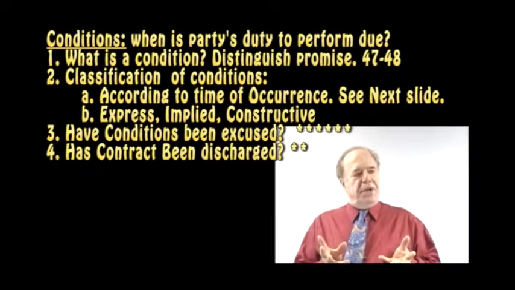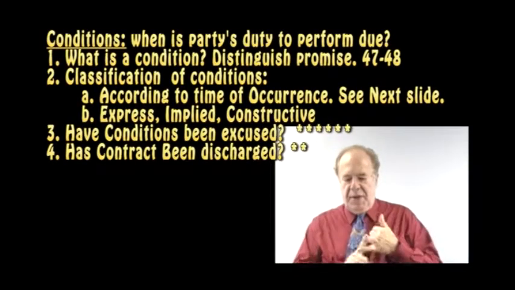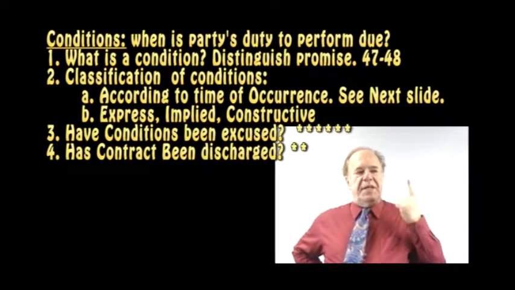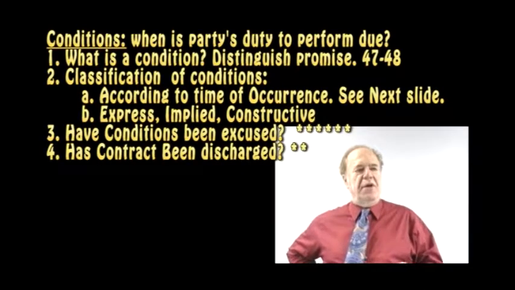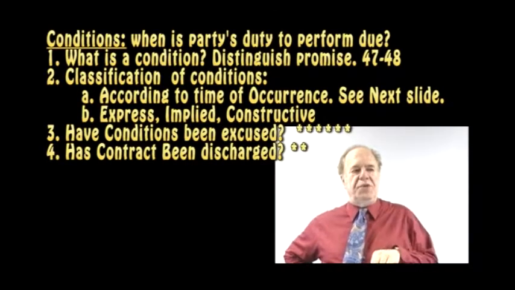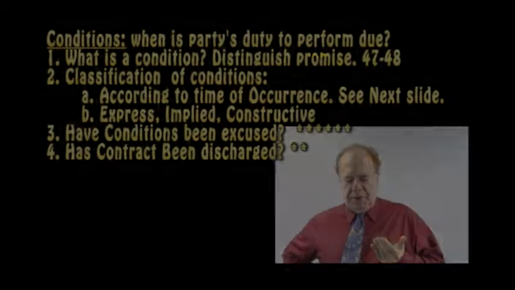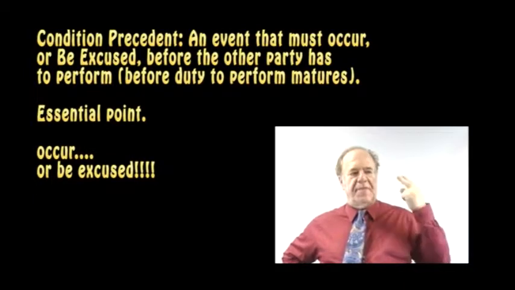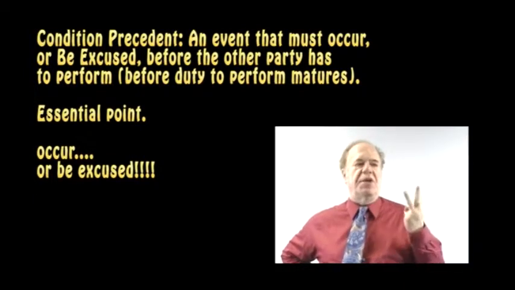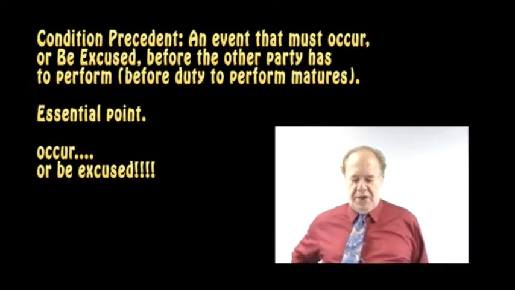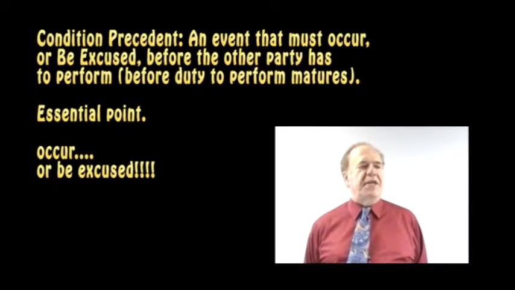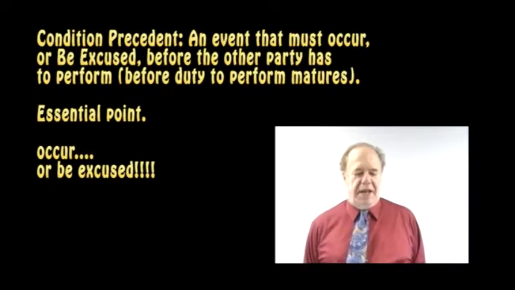Back to conditions, a second run through on conditions, right? I told you the first time through, a condition precedent is an event other than the mere passage of time that must occur or be excused before a party has a duty to perform, before the duty to perform matures. And we can have express conditions, implied conditions, and constructive conditions. You want to read that page or two of the Barbri outline with great care. You want to recognize conditions.